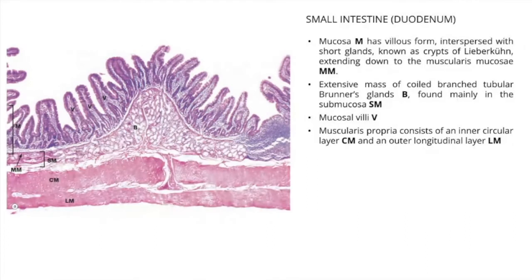And there are different types of glands, Brunner's glands, that are mainly located in submucosa. Okay, and there is also mucosa villi here, lining the outer layer. Extending downward, there are two different types of layer, which is the circular layer and also the longitudinal layer.